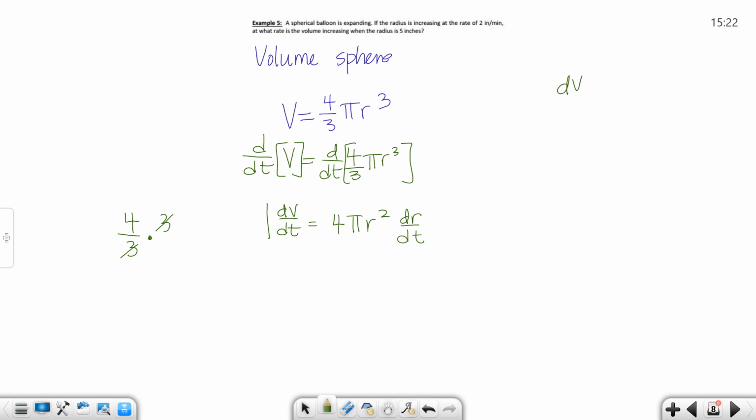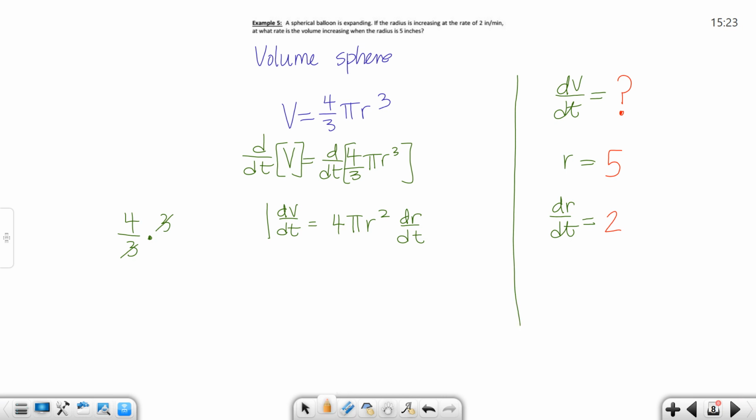When I go to the side, I have a dV dt, I have an r, and I have a dr dt. I need to label those before I can go any further. Remember, the dt's are rates. It says the balloon is expanding, the radius is increasing at a rate. So 2 is the rate of the radius. At what rate is the volume increasing? So that was the question. How much is the volume increasing when the radius is 5 inches?